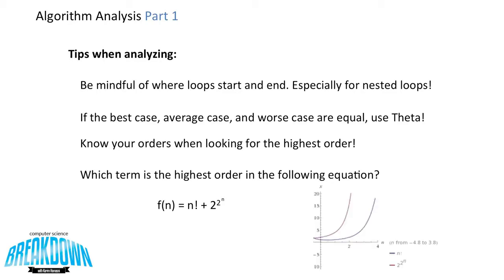But actually, when we graph it, we see that the red line here, which is 2 to the 2 to the n, is a lot greater and rapidly increases faster than the n factorial, which is represented by the blue line. Therefore, the highest order term in there is 2 to the 2 to the n, giving this function a big O of 2 to the 2 to the n.